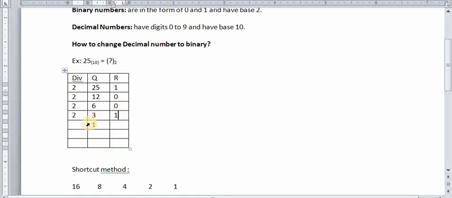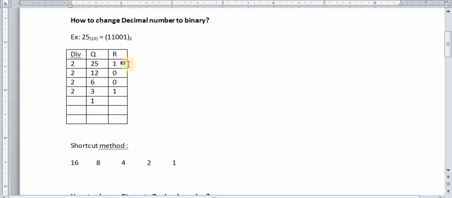Count from the bottom to the upside: 1 1 0 0 1. So this is your binary number. This is the method to convert a decimal number to a binary number. There is a shortcut method also to convert a decimal number into a binary number.